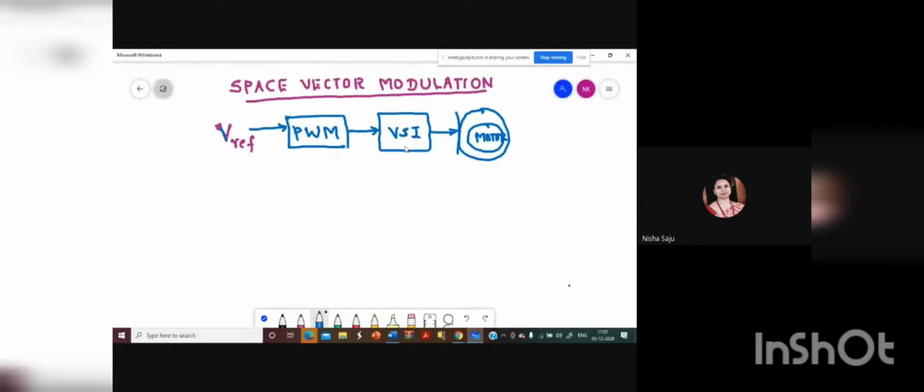In the voltage source inverter, why are we calling it a voltage source inverter? The input corresponding to that will be a DC voltage, and the output of the voltage source inverter will always be an AC voltage. And that will be used to drive the particular motor. If you want to connect any load to this motor, a pump or anything, you can have that also.